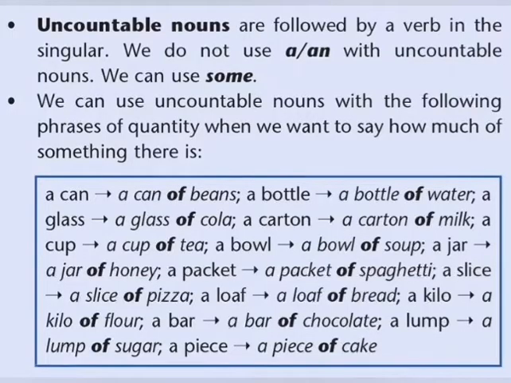Uncountable nouns are followed by a verb in the singular. We do not use a or an with uncountable nouns. We can use some.